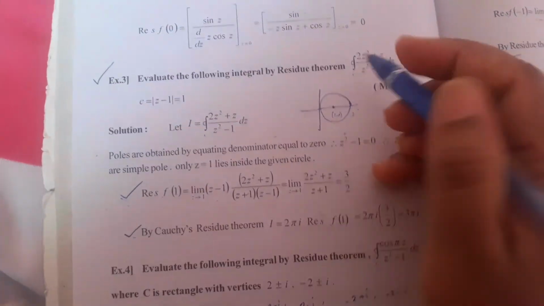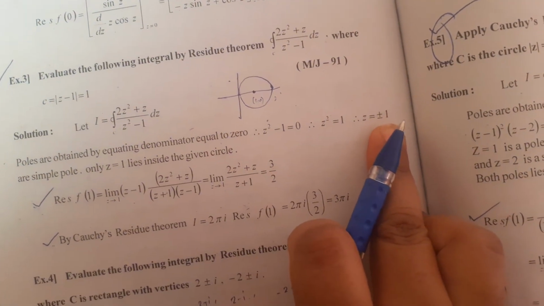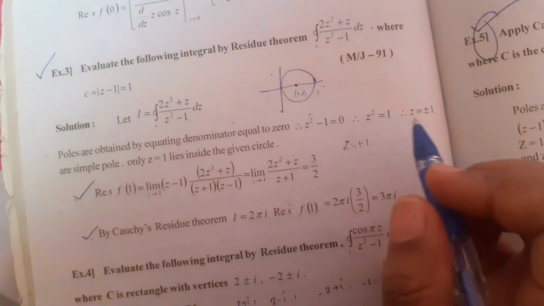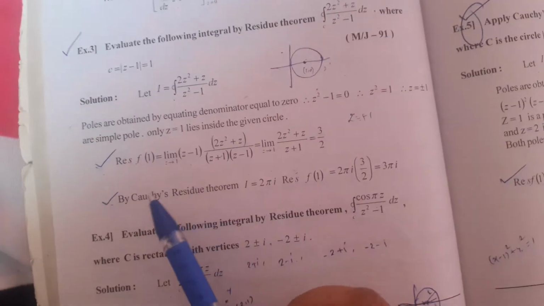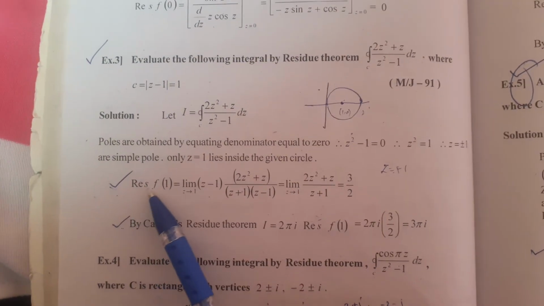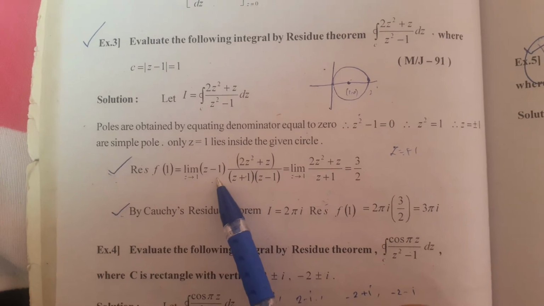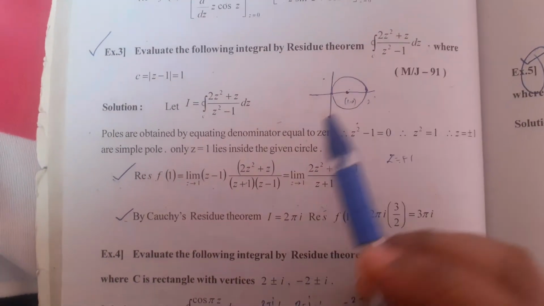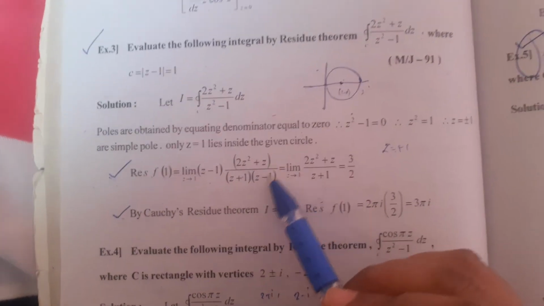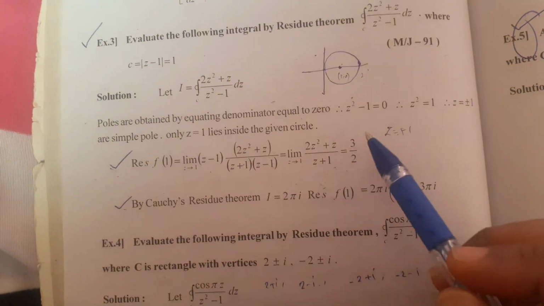Now if we see the circle, it is totally in the positive direction. There are 2 points, z equals plus 1 and z equals minus 1. Hence z equals plus 1 only lies in the circle, z equals minus 1 is outside the circle. Therefore we have to calculate the residue only for z equals plus 1. So the residue of f at 1 is the limit as z tends to 1 of (z minus 1) into (2z square plus z) upon (z plus 1)(z minus 1), according to the formula. So the z minus 1 factor gets cancelled, and the remaining function is given here. Applying the limit, we get 3/2.